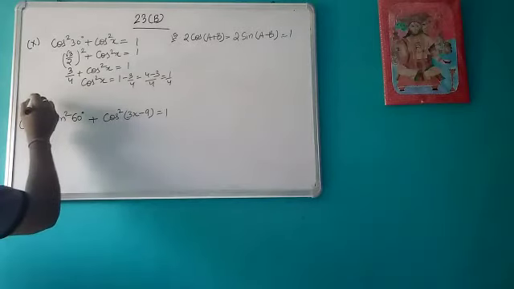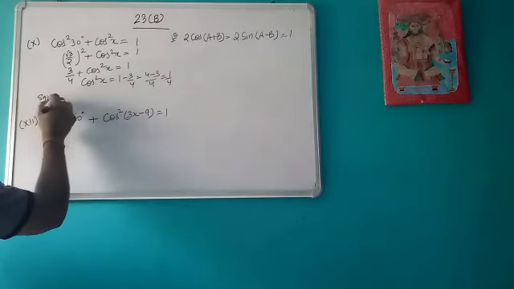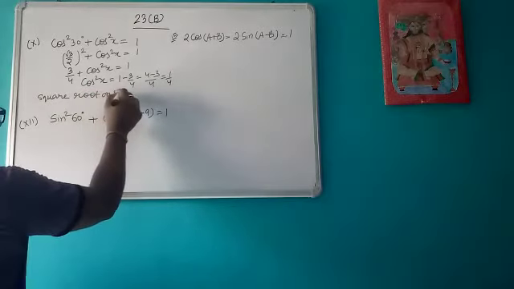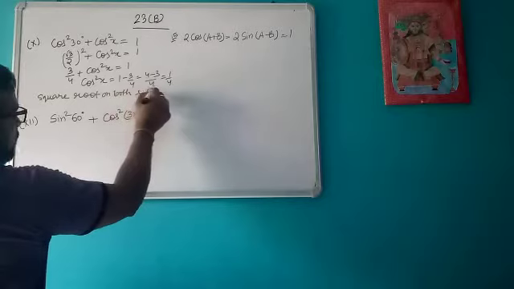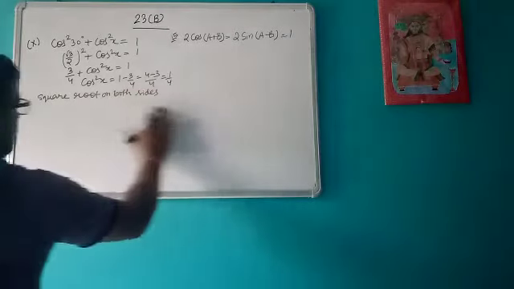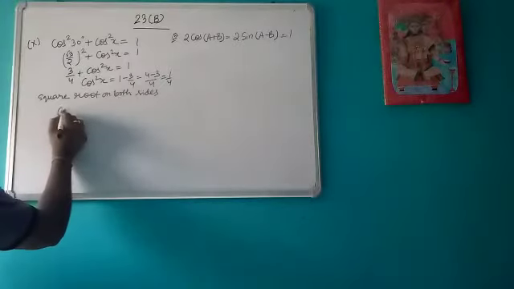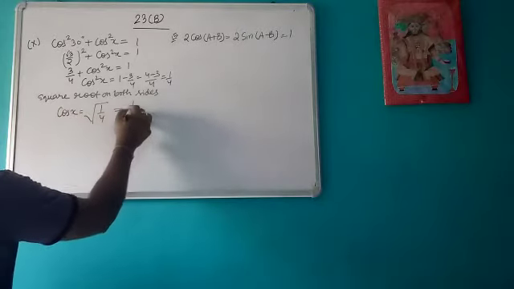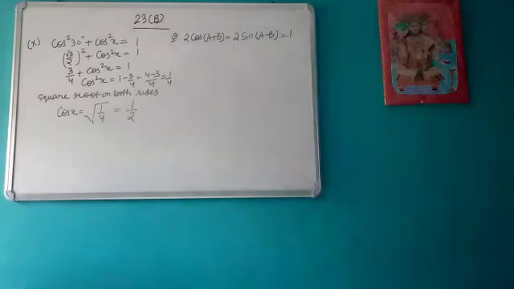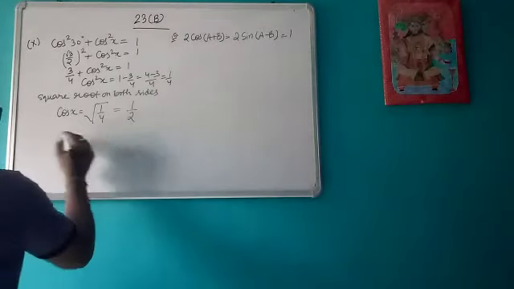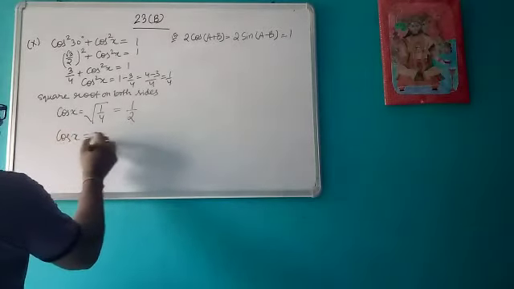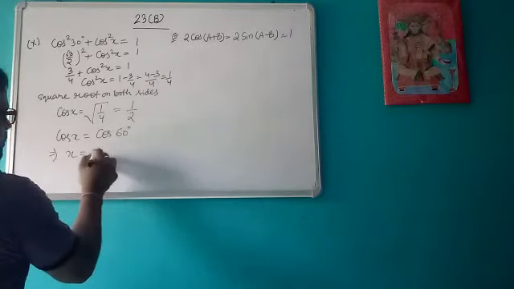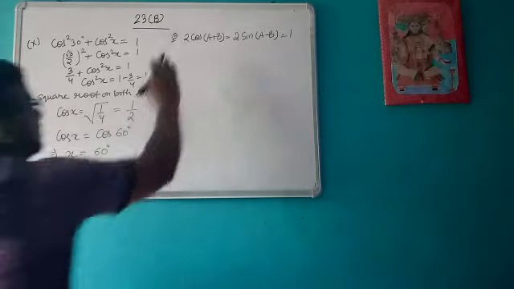So again we will take square root on both sides. So when you take square root on both sides, what you will get? You will get cos x equal to square root of 1 by 4. And what is the square root of 1 by 4? 1 by 2. So that means when cos is 1 by 2, it is 60 degree, that means x equal to 60 degree. Okay.